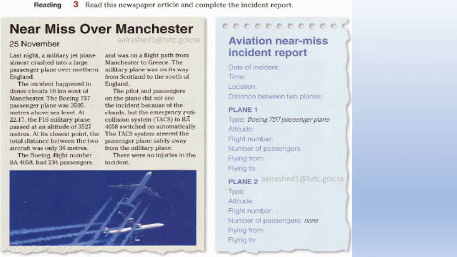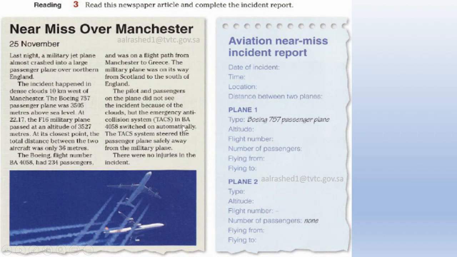But the emergency anti-collision system, TCAS, anti-collision. Collision means the crash. Anti means against crashing, a system that prevents crashing. So the system is responsible to prevent an accident between planes. And BA4506 switched on automatically. That TCAS system steered. What do you mean by steered? Moved. Move to the right, to the left. The passenger plane safely away from the military plane.